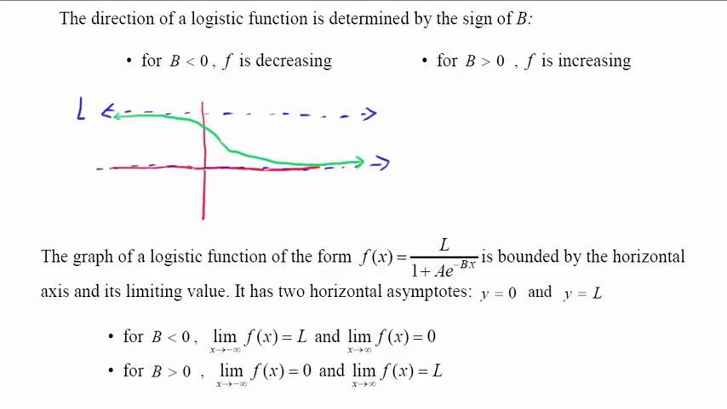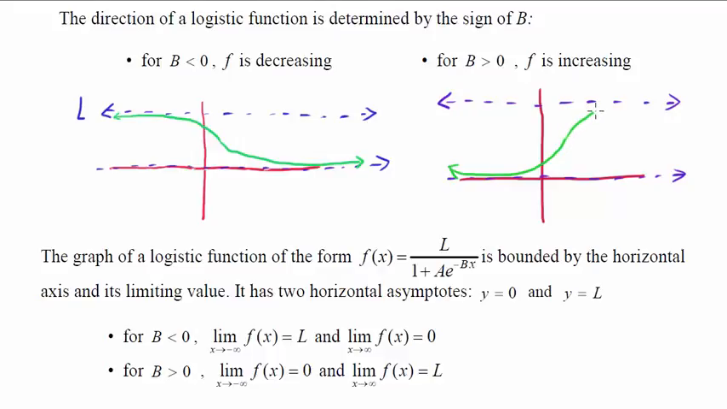In our other case, when B is positive, this function is going to be increasing. Again, I'm going to have one horizontal asymptote at 0, and the second is going to be up at this number in my numerator, which we've been referring to as L. Now if B is positive, I'm going to start off really close to 0, and I'm concave up, and then I'm going to have an inflection point, and then switch to concave down, and then get really close to this limiting value.